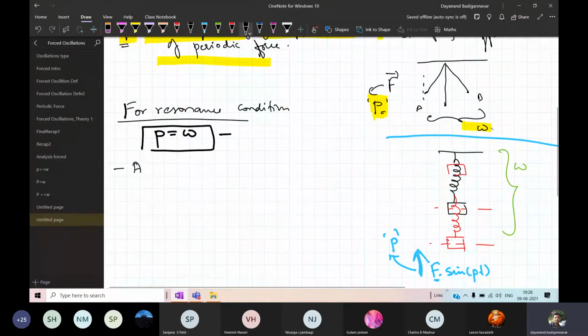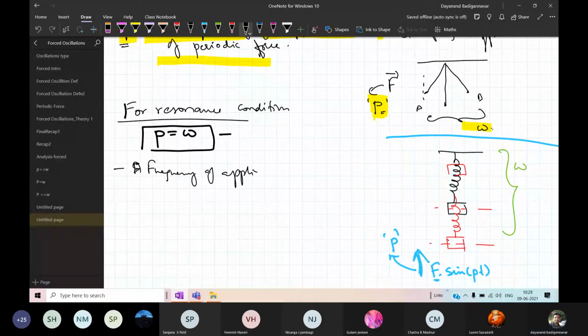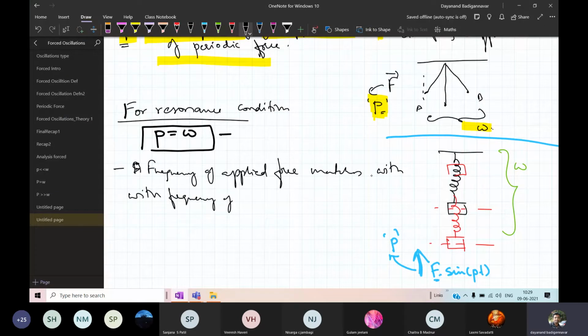So here, the definition of resonance is that the frequency of the applied force matches with the natural frequency of the vibrating body. Now I have written the frequency of the applied force is P. Natural frequency is omega. Therefore, P is equal to omega is the condition for resonance.